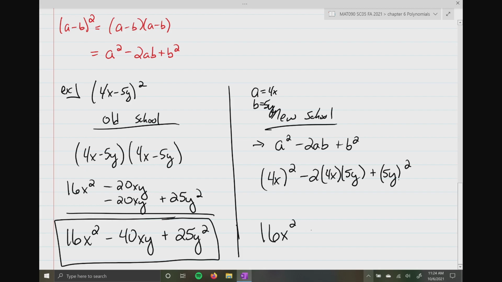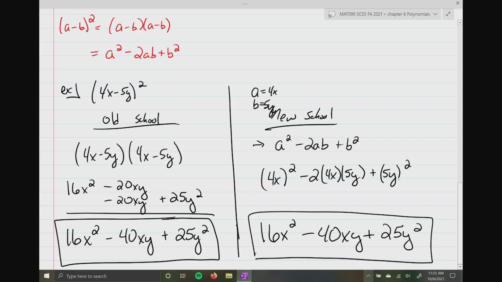Now, in the middle, you get negative 2 times 4, which is negative 8. And then negative 8 times 5 is negative 40xy. And then lastly, on the far right, the quantity 5y to the second power is 25y squared. So notice you get the same exact thing. I don't care how you do it. Whatever you prefer is what you go with. If you're asking for my advice, I'm old school. That's me.